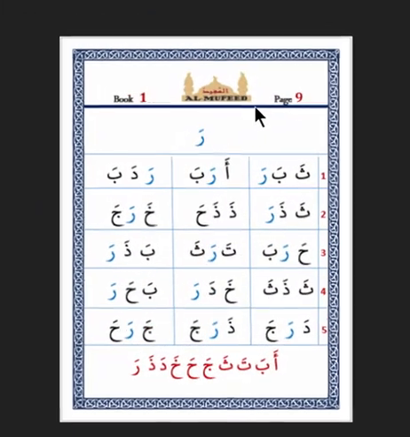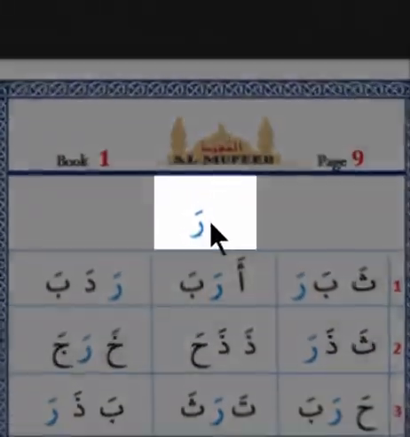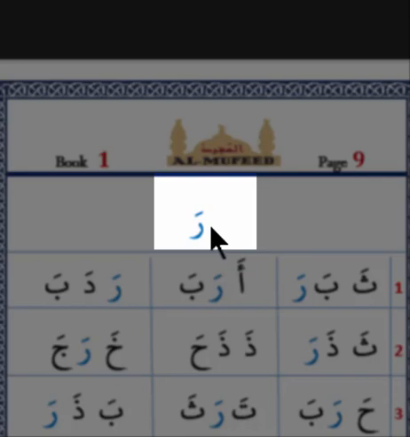Al-Mufid, Book 1, page 9. The title: Ra. There will be a full section later on in the course about the pronunciation of the letter Ra, as to when to pronounce it heavy or when to pronounce it light. There are different cases that are going to be explained.